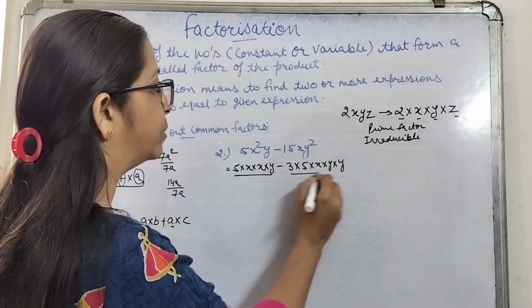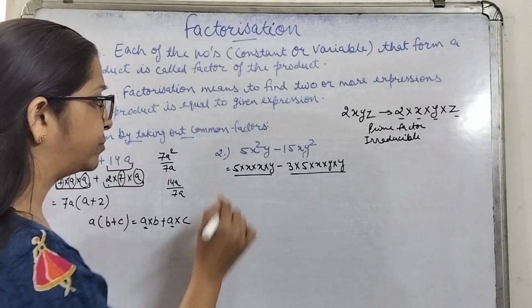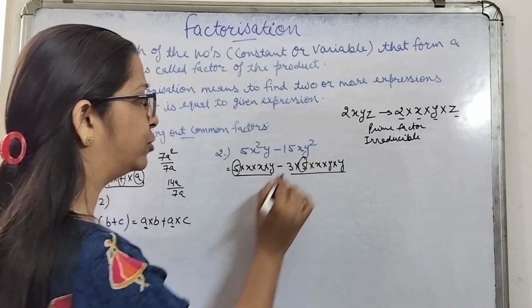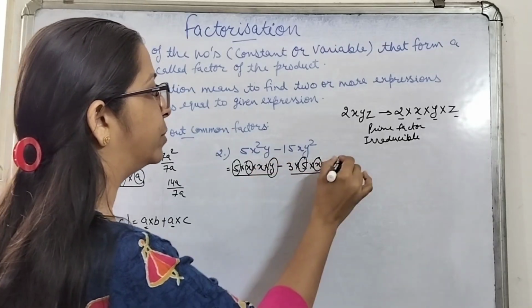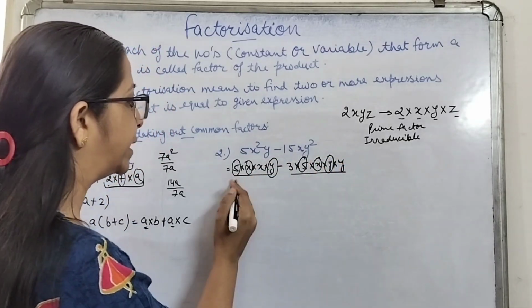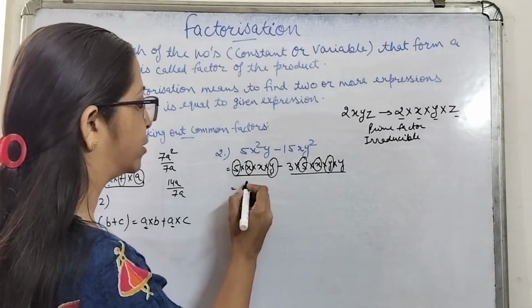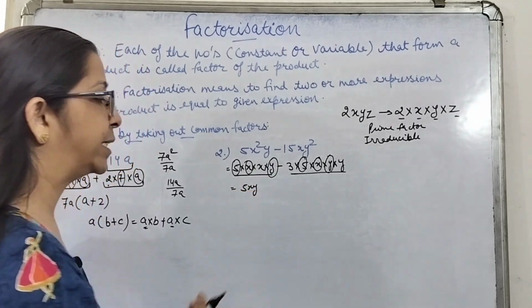Now in these two terms, what is common? We will check. 5 is common in both the terms. x is common in both the terms. y is common in both the terms. So we will take it out. 5xy, so 5xy we will be taking out.